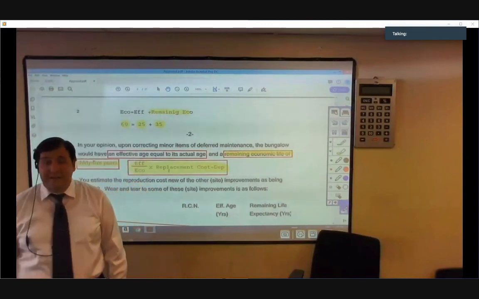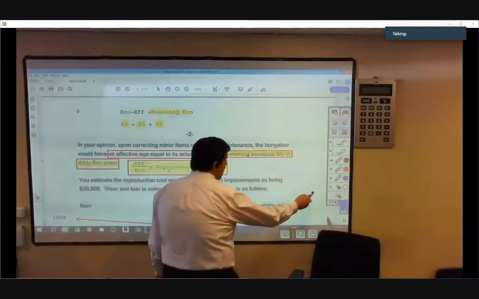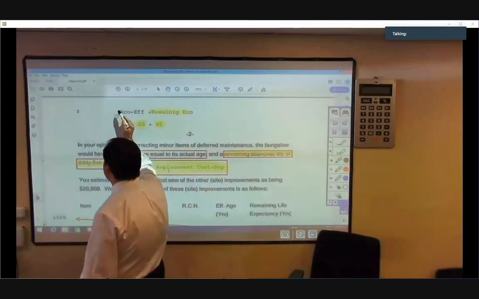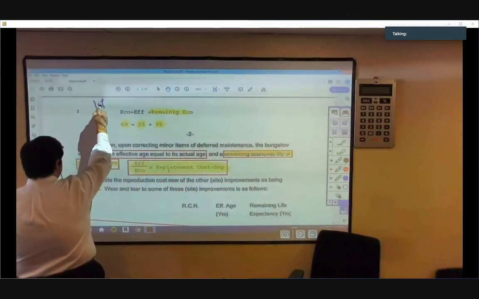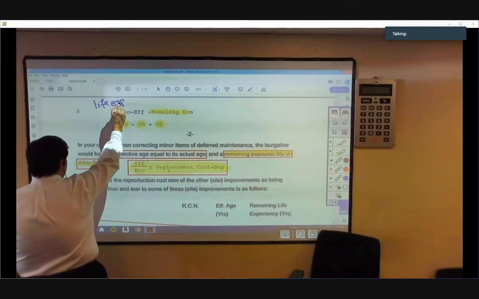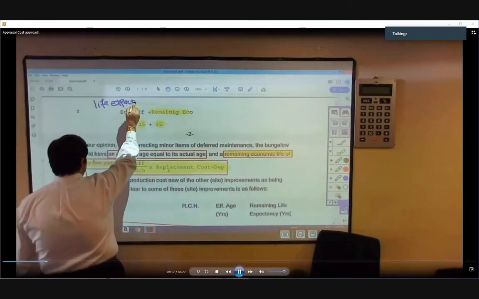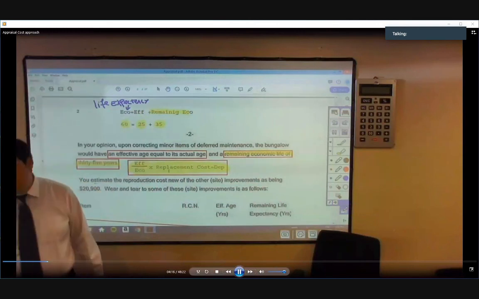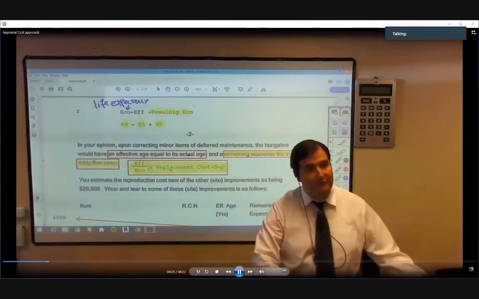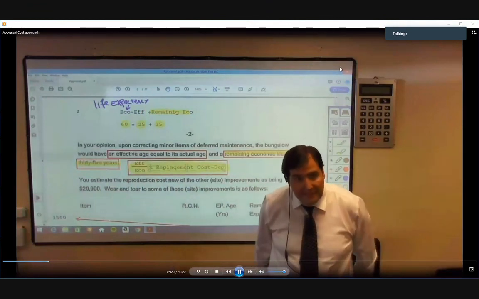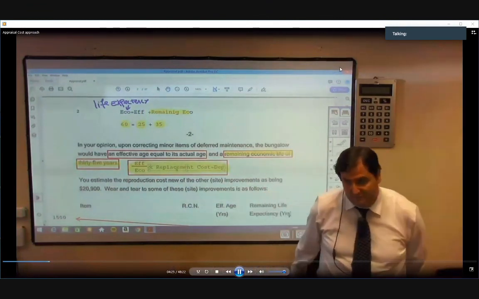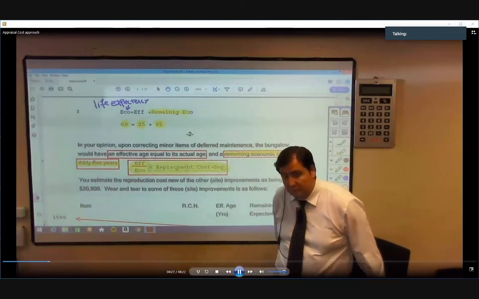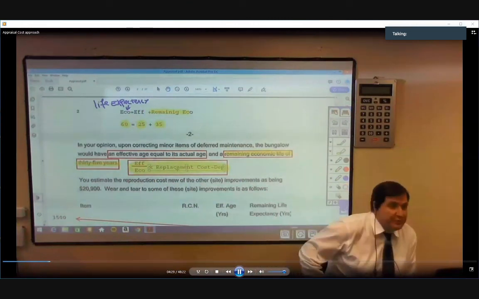Another name they use in the exam, instead of calling it economic life, is life expectancy. So that's the same thing. And obviously remaining economic life, they call it remaining life expectancy. Same thing. Did you get the formula to get the depreciation?